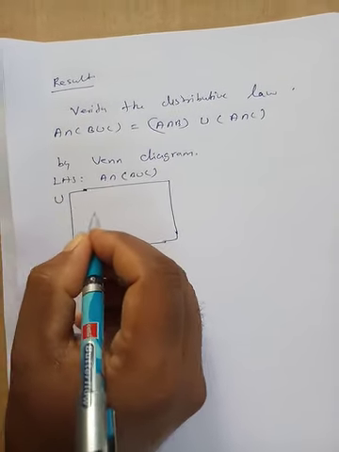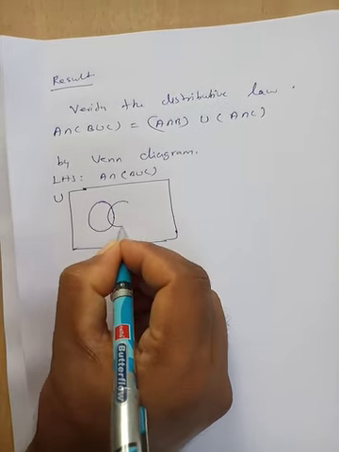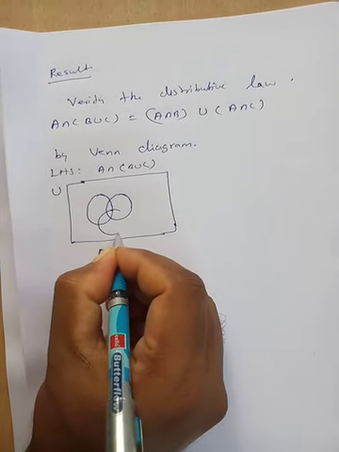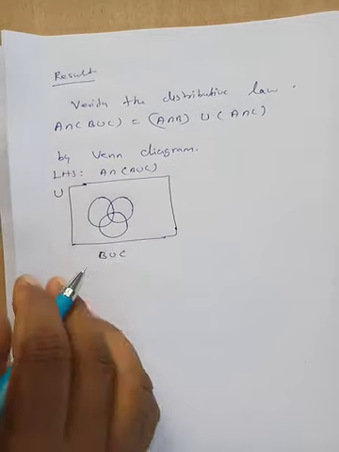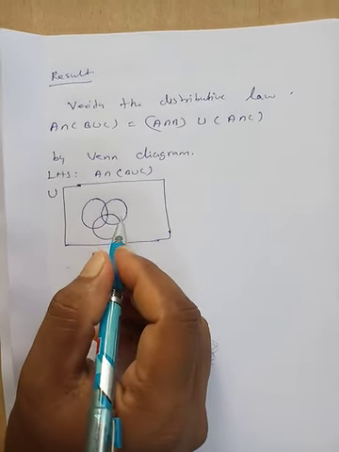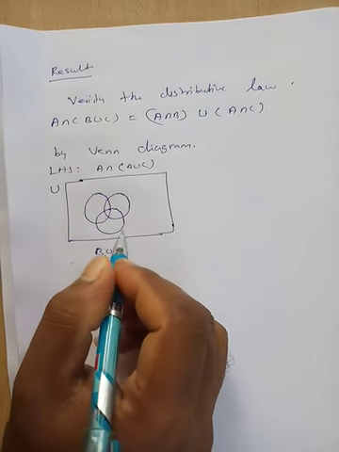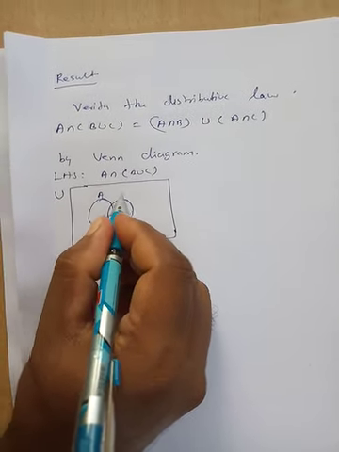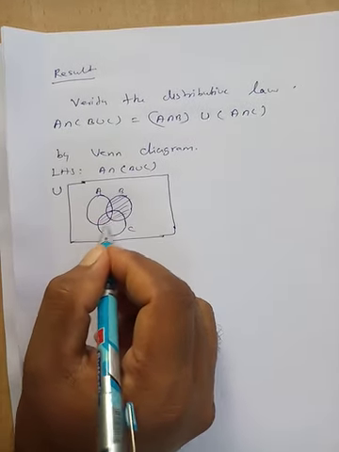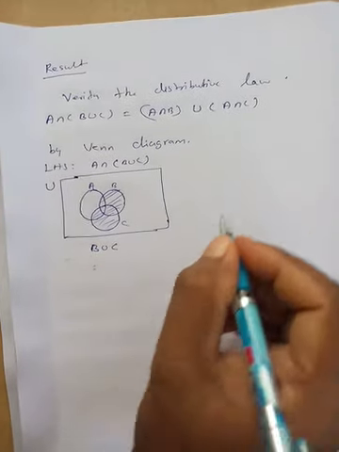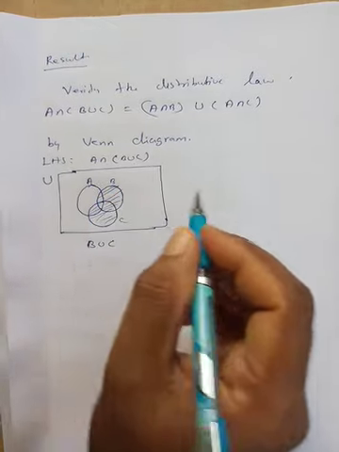This is the universal set. Here we consider only three overlapping sets. A, B and C are overlapping sets. B union C means all the regions including B and C, either B or C. So this is A, B, C. So B union C, these regions. Second term, A intersection (B union C).